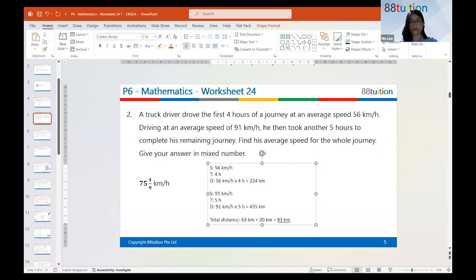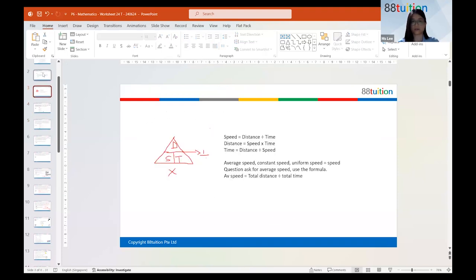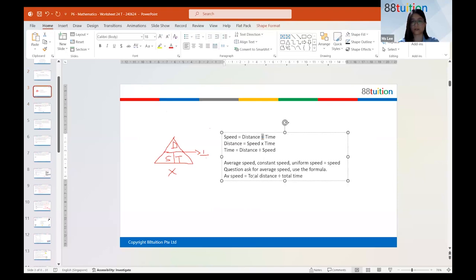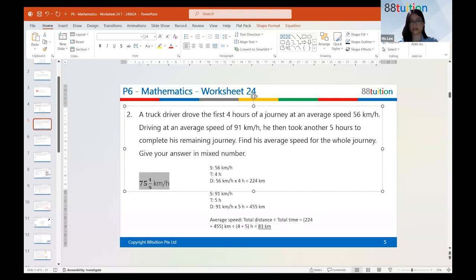So you want to find the average speed. Remember what I told you? Average speed is total distance divided by total time. So total distance is 224 plus 455 kilometers, divided by total time, which is 4 plus 5. I'll just trust the answer key, and I believe that this is the answer.